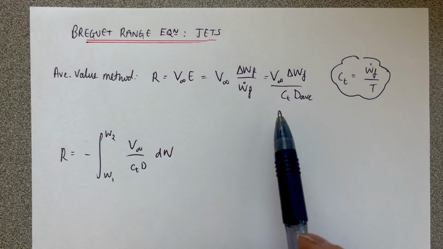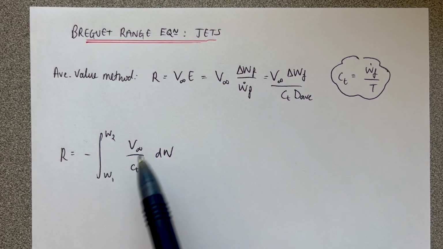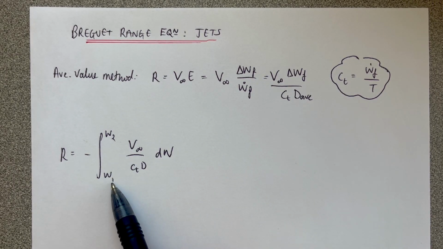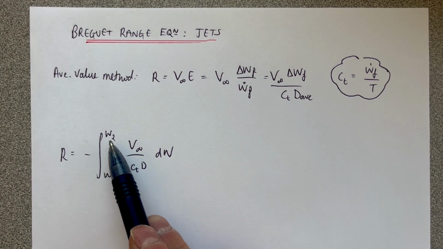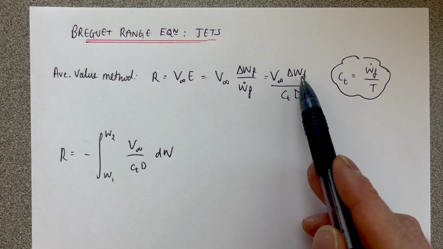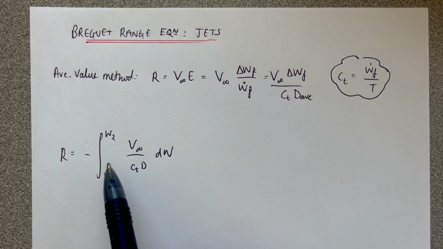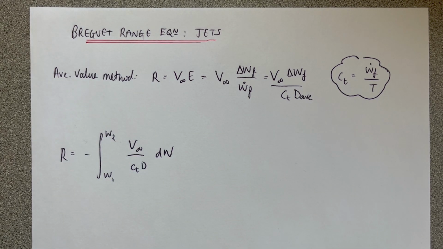So here, basically what we're going to do is integrate this equation between two specific weight stations, W1, which is our starting weight, and W2, which is our ending weight, instead of using this delta WF term in the numerator. We're going to follow this through, perform this integration, and that should lead us directly to the Breguet range equation for a jet.